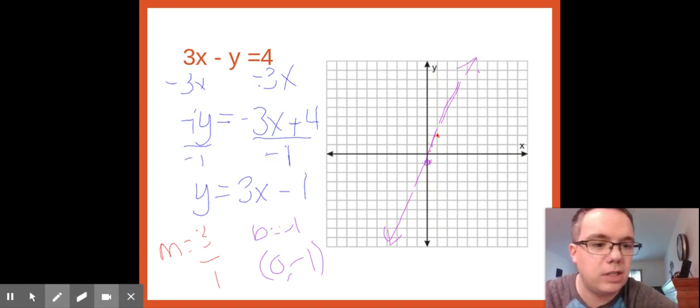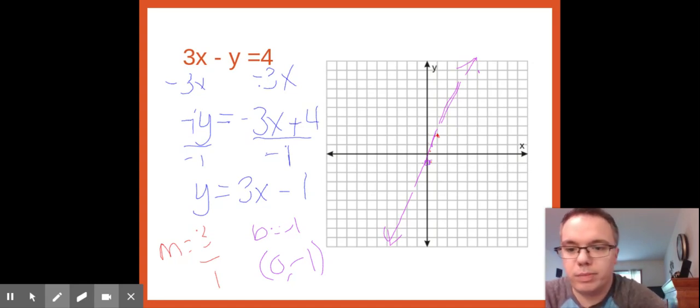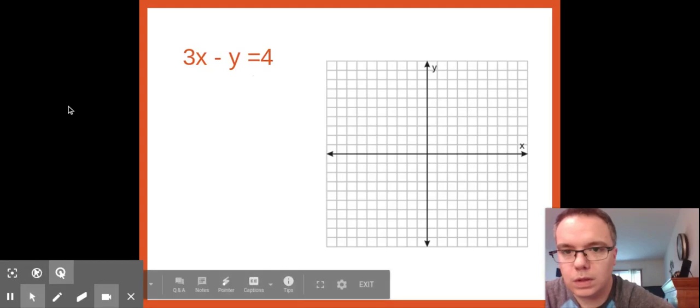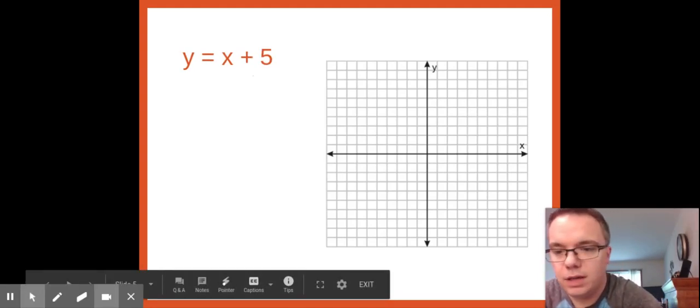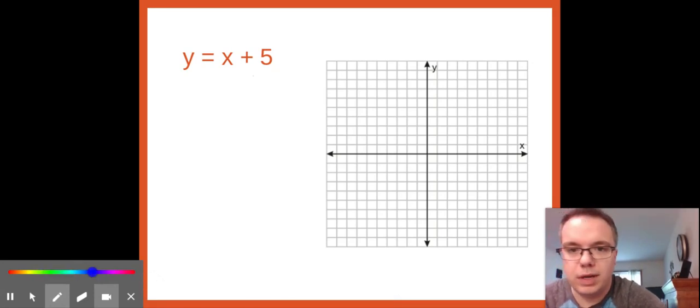Make sure we put arrows on each end, because remember, lines go on forever and include an infinite amount of points. All right. So solve for y, get your b, get your m, graph your line by putting your b on your y-axis, and then using your slope to count. All right, next example, we have y equals x plus 5. So in this example, we already have a b.